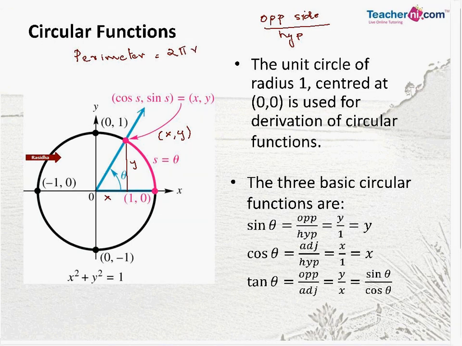But here, what is r? It's 1, right? So that means 2 pi times 1. That's 2 pi. And when it takes a full circle, the circumference of the circle is 2 pi.